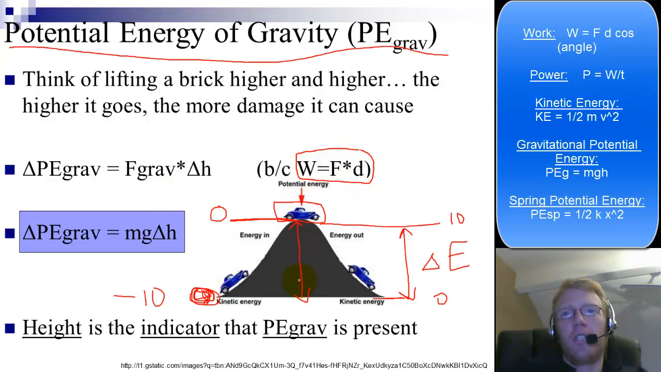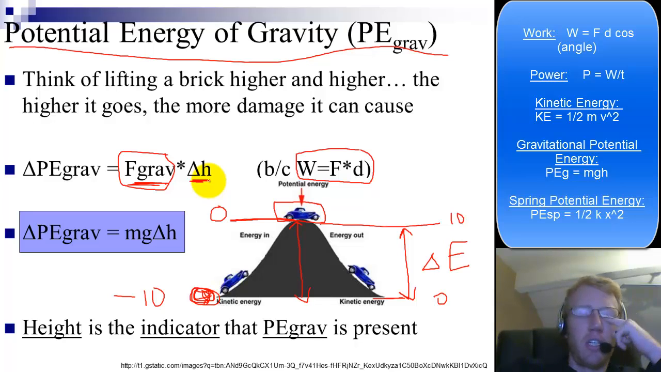And what force is it? When you lift something higher up into the air, what force are you overcoming? You're overcoming the force of gravity. So if you multiply the force of gravity times how high you lift it, that will tell you how much work you've done, which tells you how much energy the object has gained. So potential energy of gravity is mg delta h.